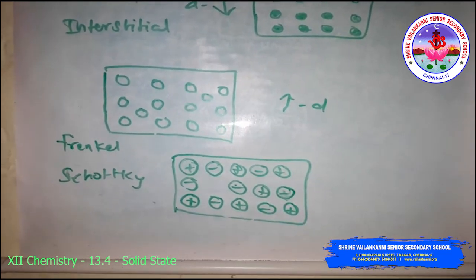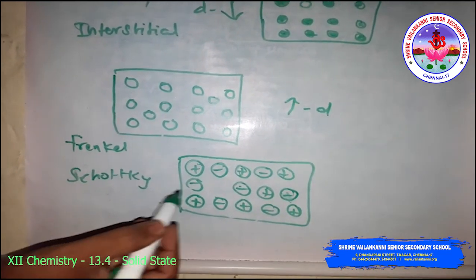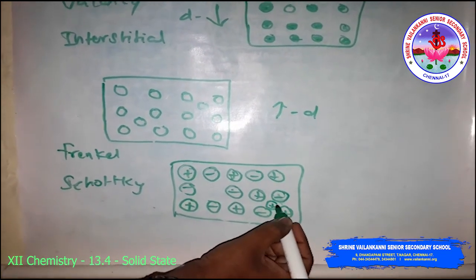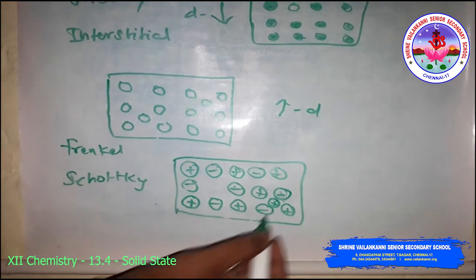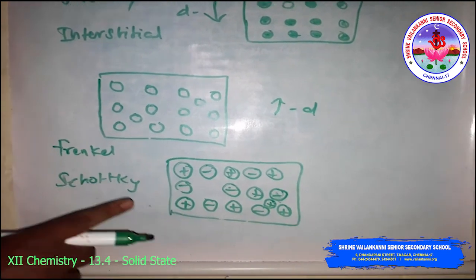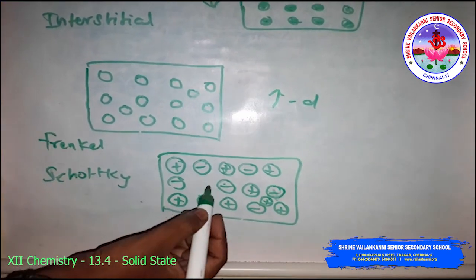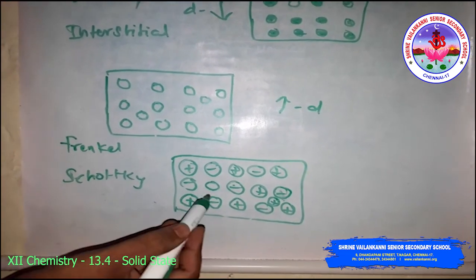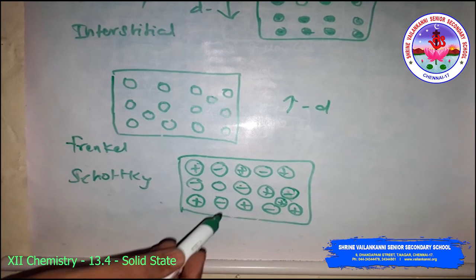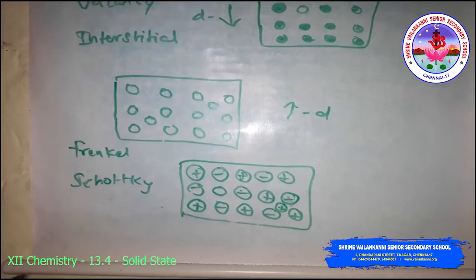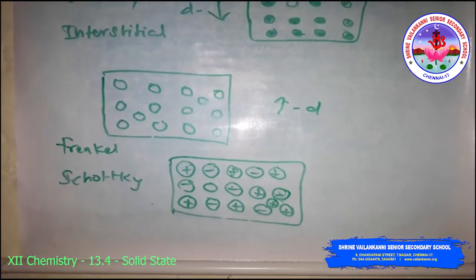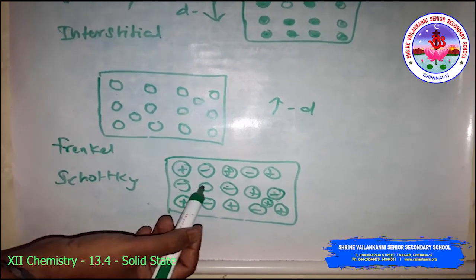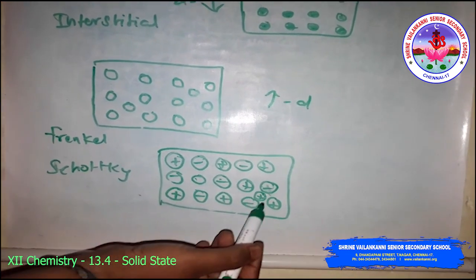See here, in the Frenkel defect, this plus ion is located in the interstitial site. So this type of defect is called a Frenkel defect. Here one vacant space is formed. This type of defect is called a Frenkel defect. So the Frenkel defect is also called a dislocation defect because the positive ion is dislocated to another site.